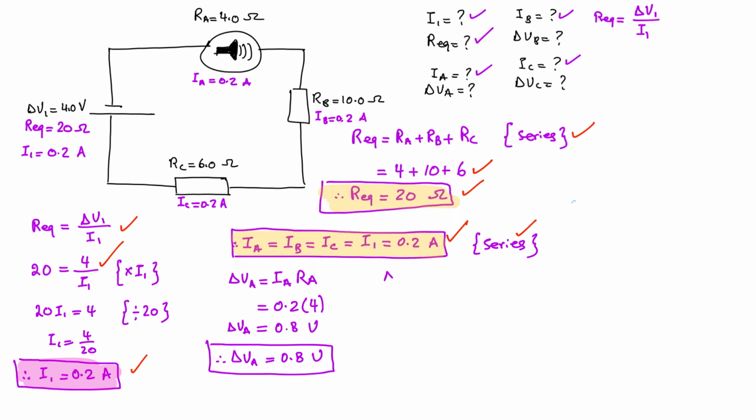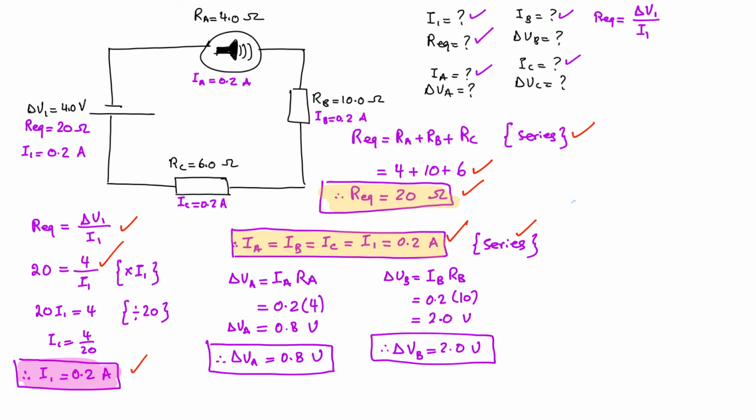I'm going to do the exact same thing for all the other components. This one is going to be IB RB. This is 0.2. Resistance B is 10. So this is going to be 2 volts. And therefore, the potential difference across B is equal to 2 volts.